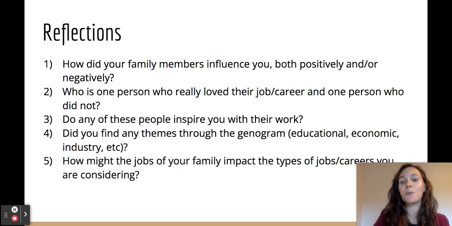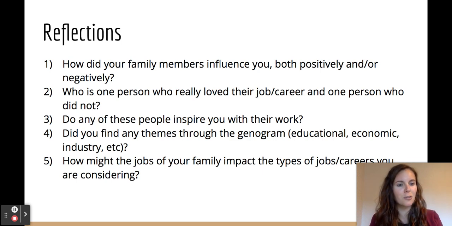Do any of these people inspire you with their work? Do you even know very much about what they do? Did you find any themes through the genogram? This is a really interesting one. Did you notice any educational themes, any economic themes, or any industries?